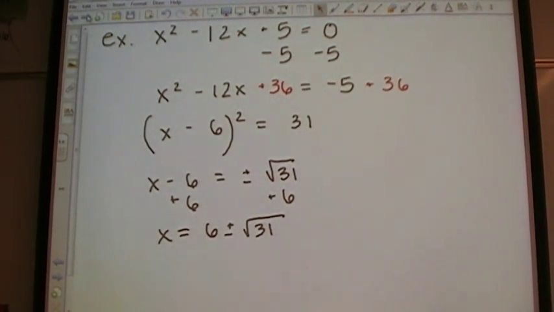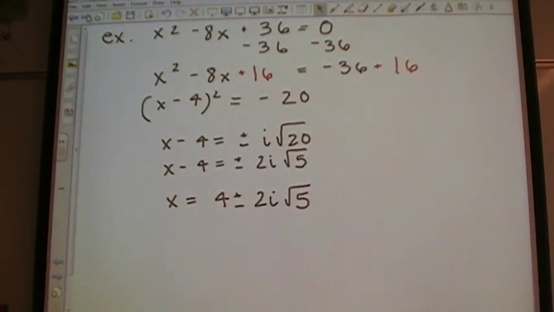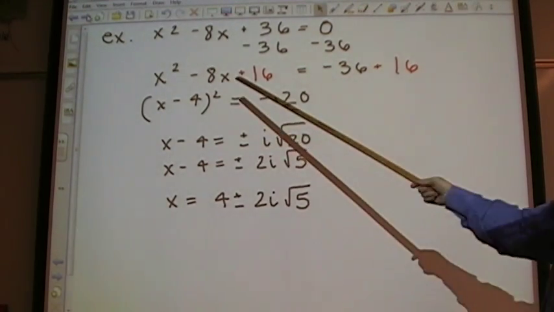Alright, next. Same type of problem. Again, get the x's by themselves. Is 36 a perfect square? 36 is a perfect square, and x squared is a perfect square. But this is one of those that I was talking about that they might try to trick you, because if you were to take the square root of 36, it'd be x minus 6 squared, right? And if you were to FOIL that out, you would get 12, not 8. So you've got to be careful.